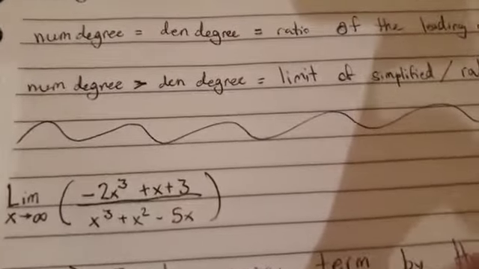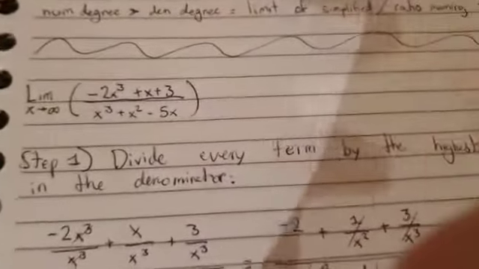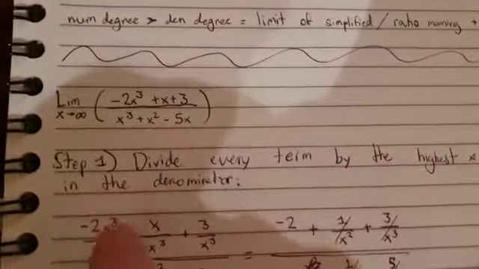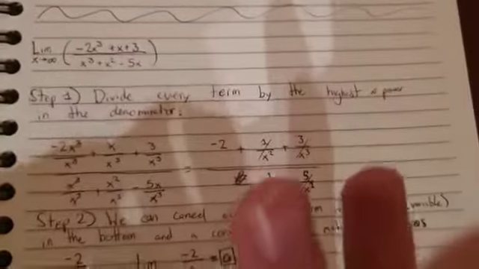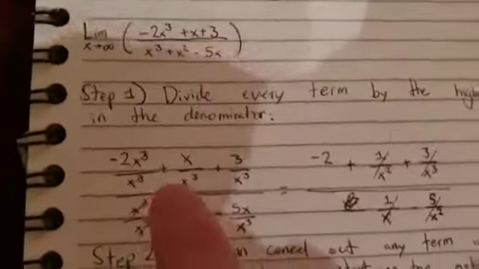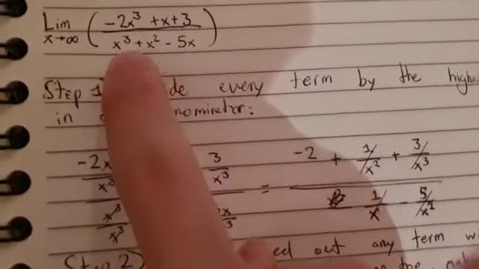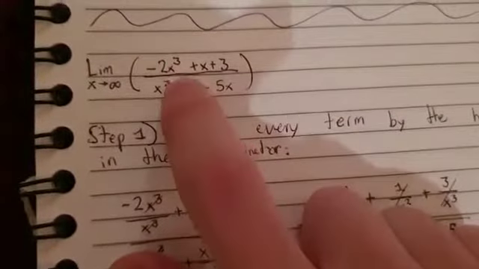But considering the algebraic method, we would start with step 1, which I wrote down here: dividing every term by the highest x power in the denominator. Okay, so here is the highest x power in the denominator, being x to the third power, right?